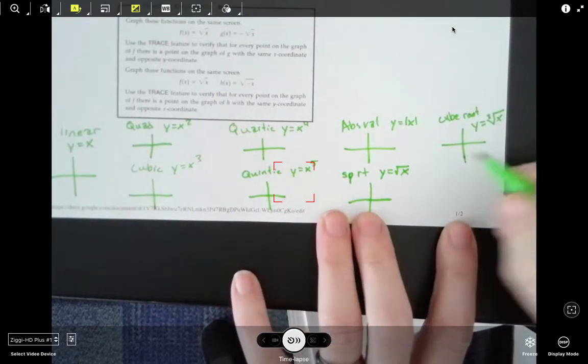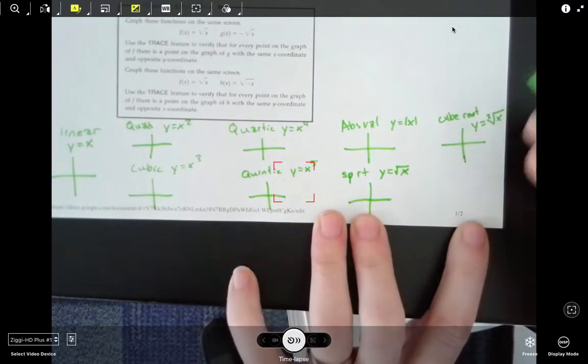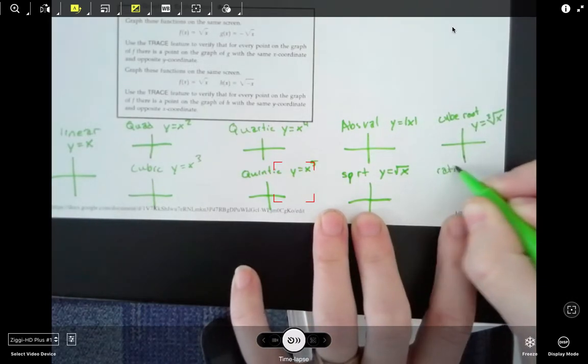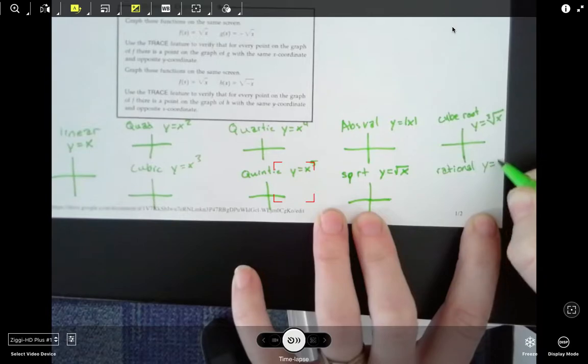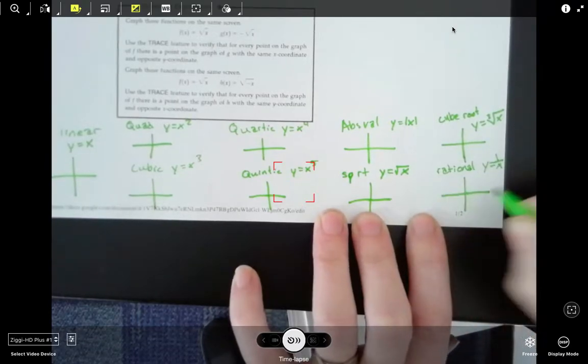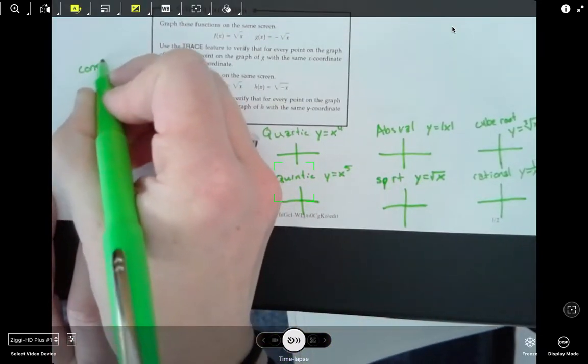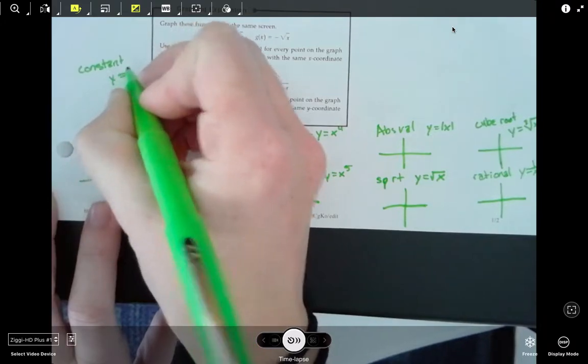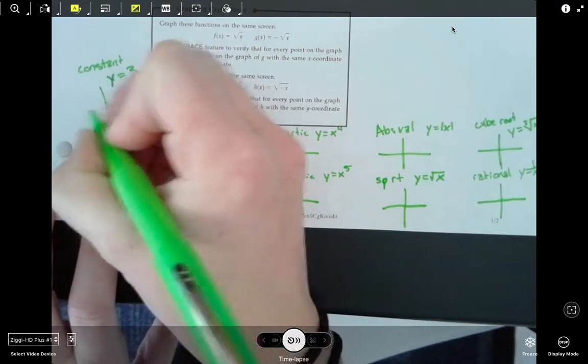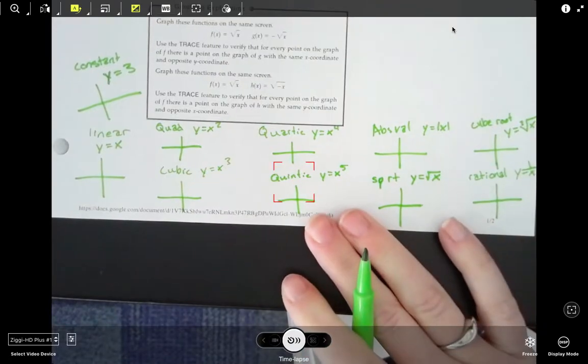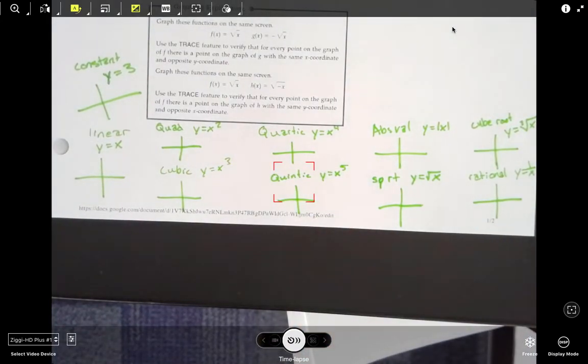And we'll do one more. This is a rational function. It is y equals 1 over x. What does it look like? Okay, and I'm going to do one more on this side. So above linear, we're going to do a constant function, like y equals 3. What does it look like? Okay, there's all those types of functions that you should have in your toolbox of knowledge of what functions look like. Graph what you think each one of those looks like.